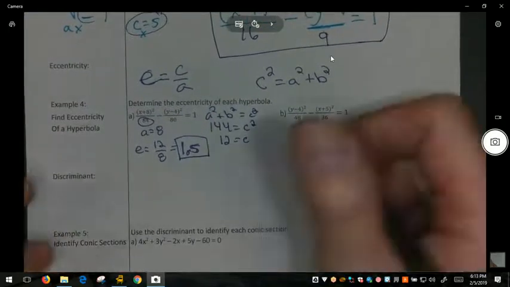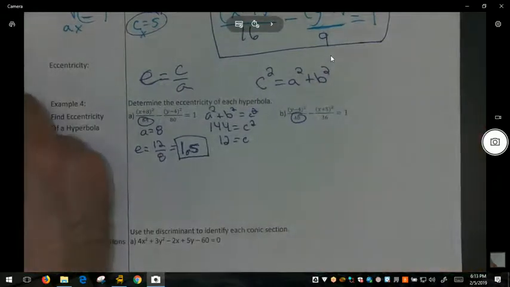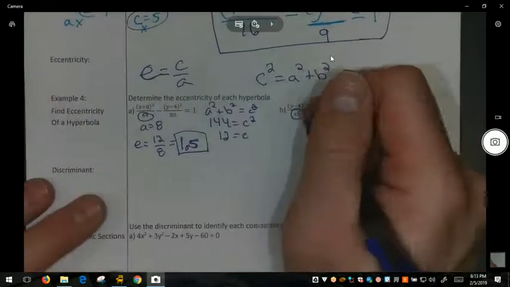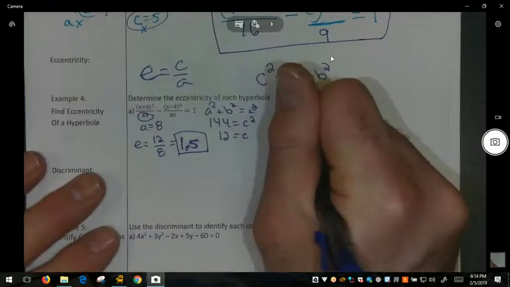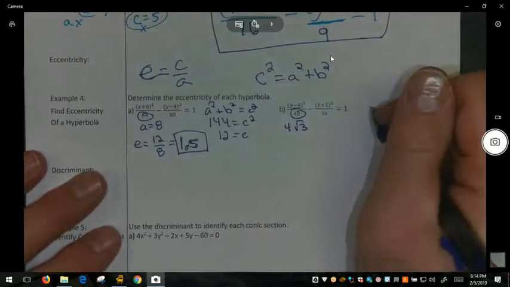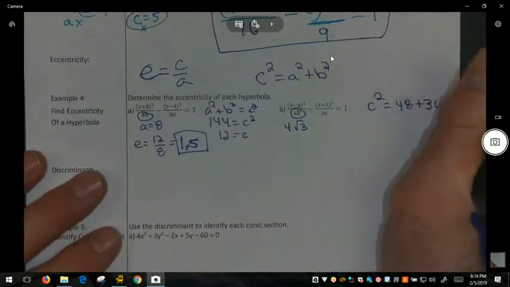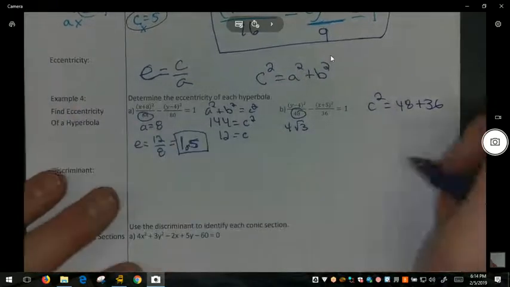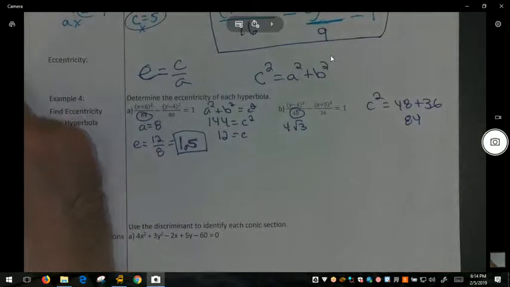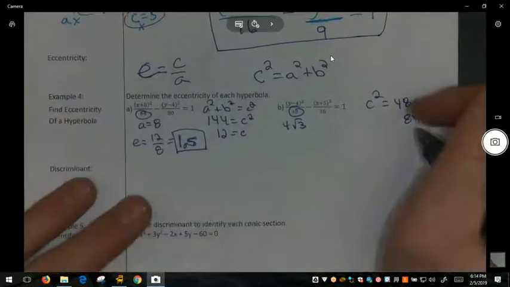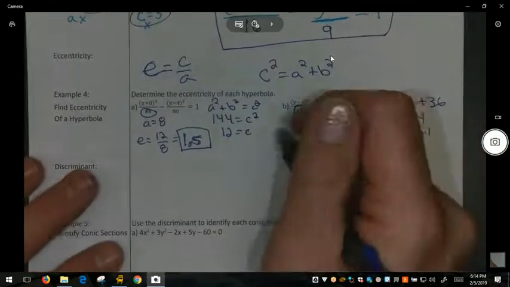The value for letter example B. In this case, a squared is 48. The square root of 48 is divisible by 16, which is square root of 16 is 4, so this is 4 square roots of 3. To find the value of c squared, we need to add a squared plus b squared. 48 plus 36 is 84. 84 is not a perfect square, and 16 does not go into it, but 4 does, giving us 2 square roots of 21 for the value of c.